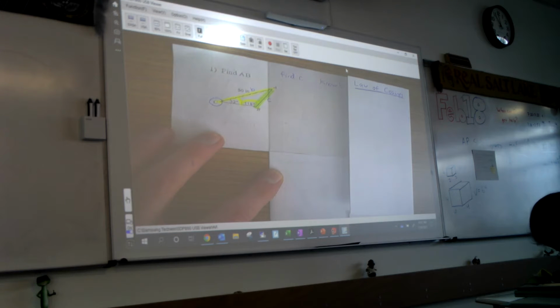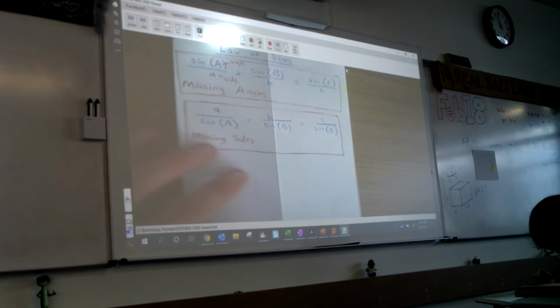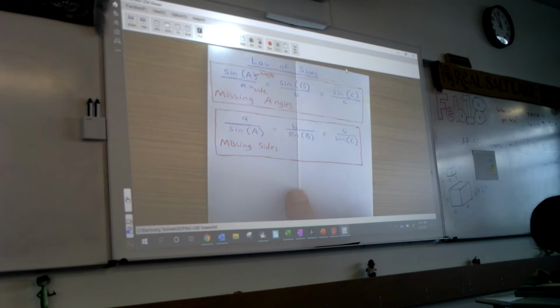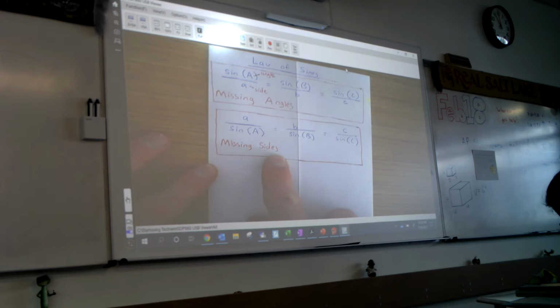Now, I'm going to flip over, but I'm coming back. Which version of the law of sines are we going to use here? The side on the bottom? Wait, no, the side on the top. If we're trying to find a missing side, we put the sides on top. So it's going to look like this.